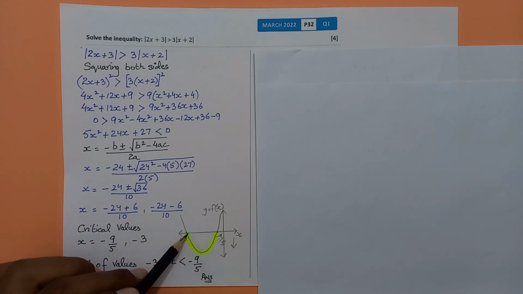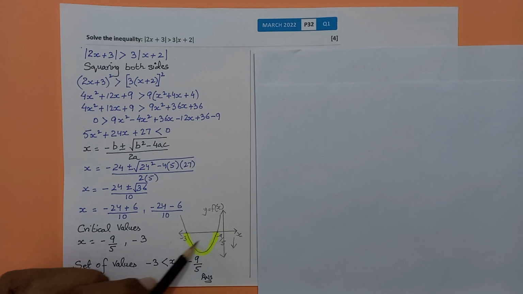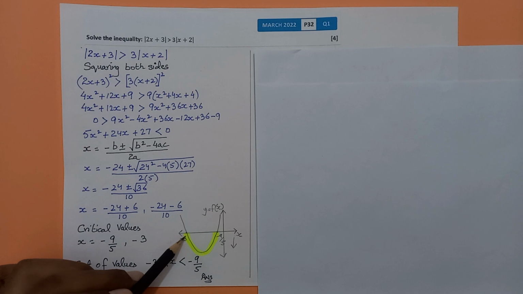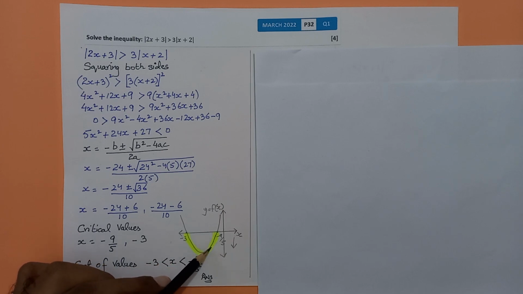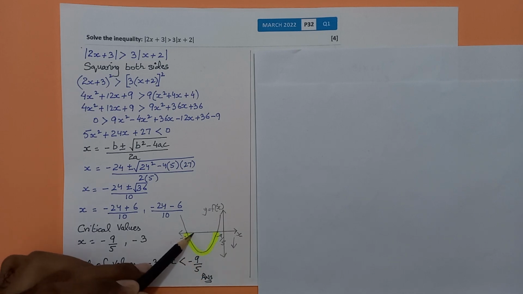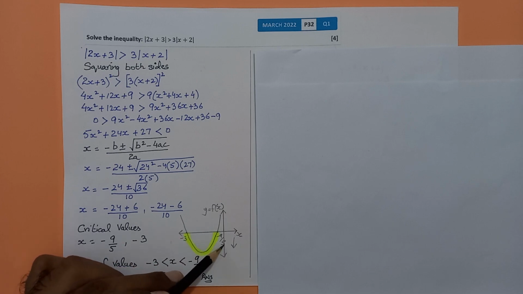By observing this graph, we could easily say that all the values of x which are between minus 3 and minus 9 upon 5, that means greater than minus 3 and less than minus 9 upon 5, would definitely result in a negative value of y. If we take any value less than minus 3 over here and draw a graph, we can see that it is giving a positive value of y. Or if we take any value greater than negative 9 upon 5 and we draw a straight line on the graph, we can observe that it is giving a positive value of y.